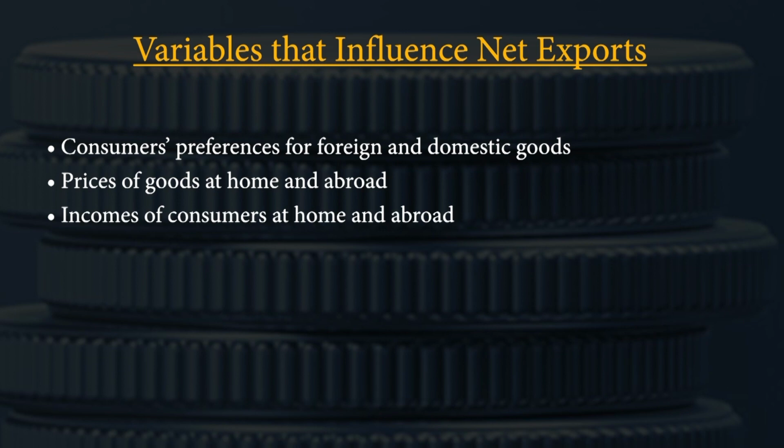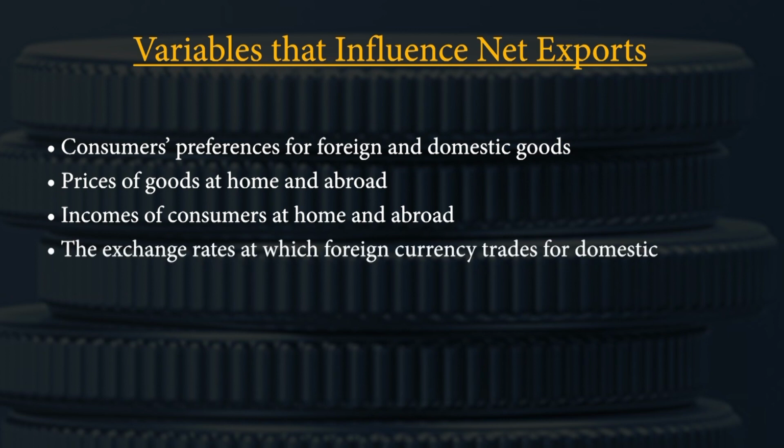Third, the incomes of consumers at home and abroad. This is very important because the income of consumers is considered an index of purchasing power. Next, we have the exchange rate, which is important because whenever we participate in export and import, currency depreciation and appreciation matter. If the exchange rate depreciates, then the domestic currency becomes cheaper and foreign currency becomes costlier, and thereby it makes exports cheaper. So exchange rate fluctuations are important.